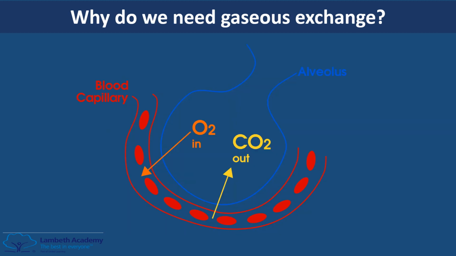Before we move on, I just want to touch very quickly on why we need gaseous exchange. Ultimately, gaseous exchange takes place so that we can take oxygen to the working muscles, and we can use oxygen either for aerobic respiration or for anaerobic respiration. The second reason why gaseous exchange takes place is because it allows us to remove carbon dioxide from the bloodstream and then exhale it out.